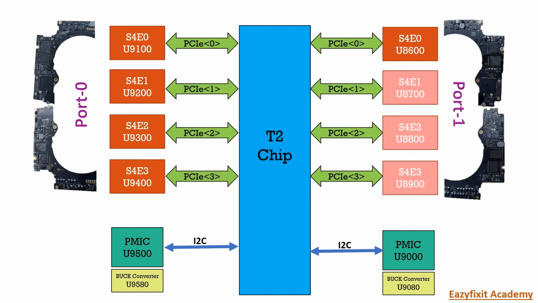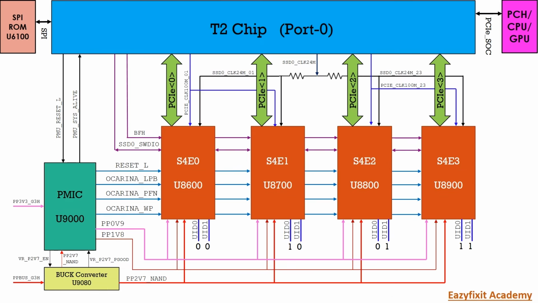In port 0, as you can see, the PMIC U9500 is communicating to T2, and there is a buck converter called U9580. In port 1, there is a U9000 that is communicating to T2, and the buck converter is U9080. So independently, both ports can be activated. You can install 2 NANDs, you can install 4 NANDs as well. So let's do further things.